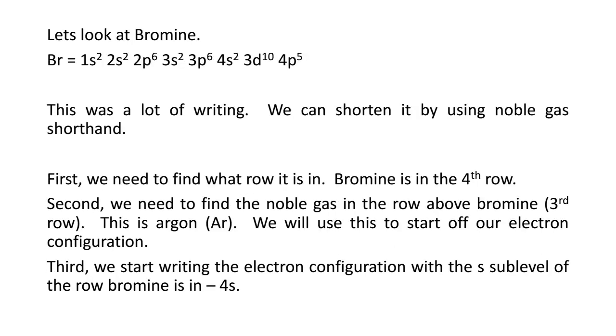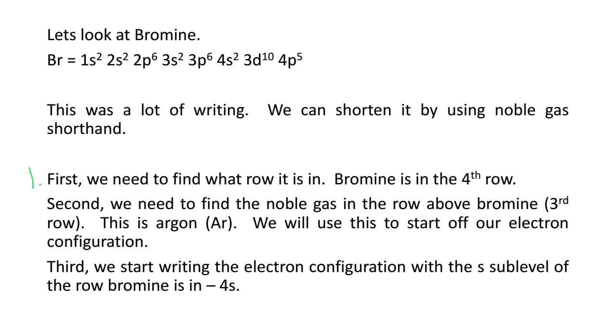So let's look at bromine. We did bromine yesterday, and its electron configuration was 1s2, 2s2, 2p6, 3s2, 3p6, 4s2, 4d10, and 4p5. This was a lot of writing. We can shorten it by using noble gas shorthand. Now, there are several steps.